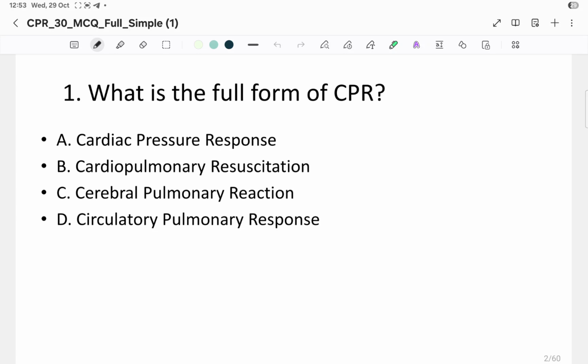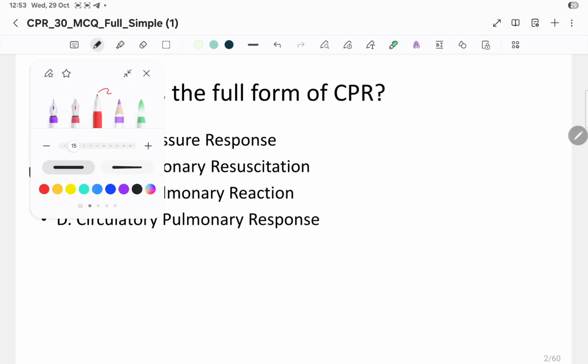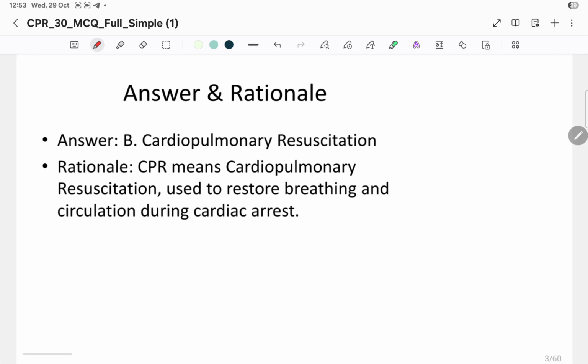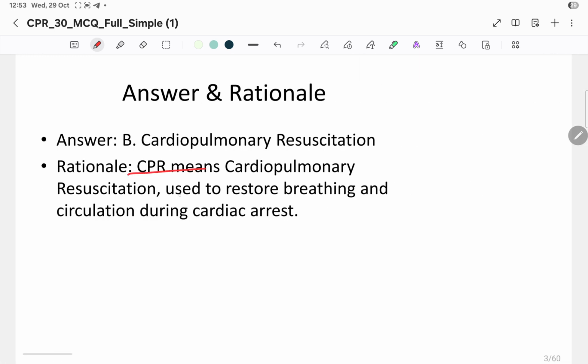Question number 1. What is the full form of CPR? Option A, cardiac pressure response. B, cardiopulmonary resuscitation. C, cerebral pulmonary reaction. D, circulatory pulmonary response. And the correct answer is option number B, cardiopulmonary resuscitation. The full form of CPR is cardiopulmonary resuscitation. CPR is used to restore breathing and circulation during cardiac arrest.